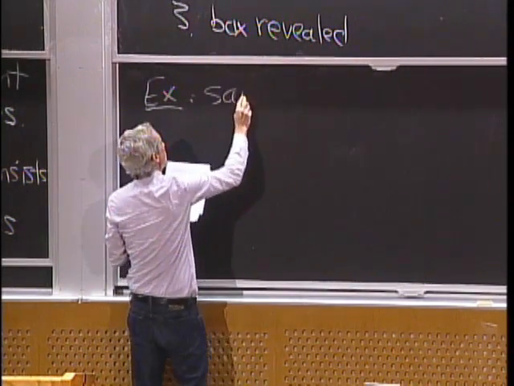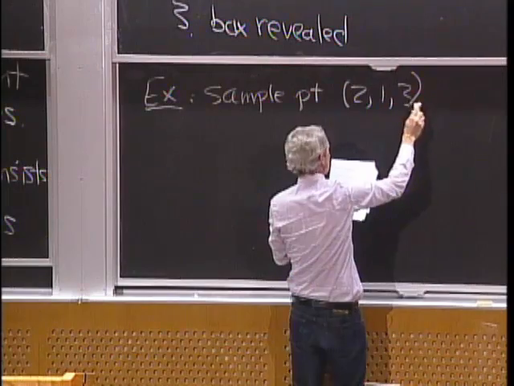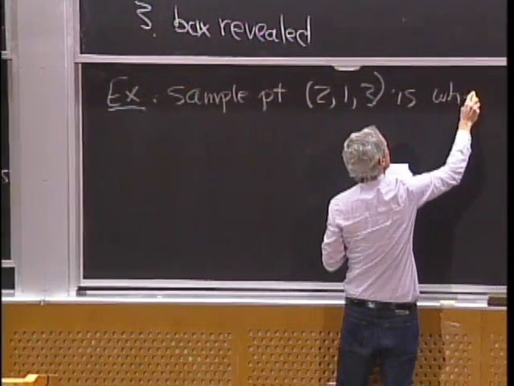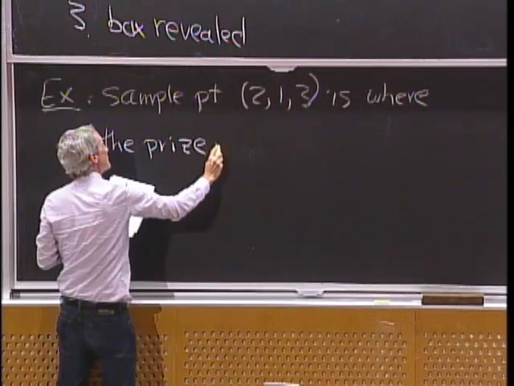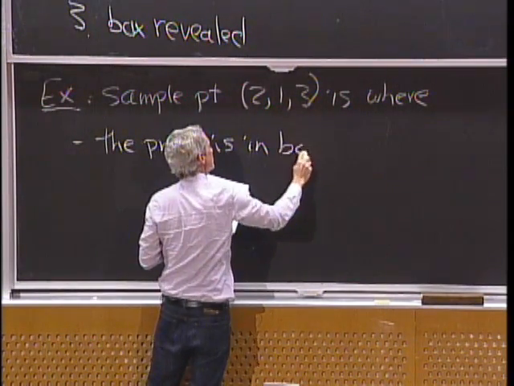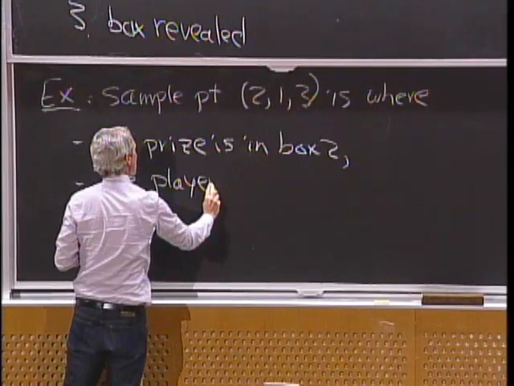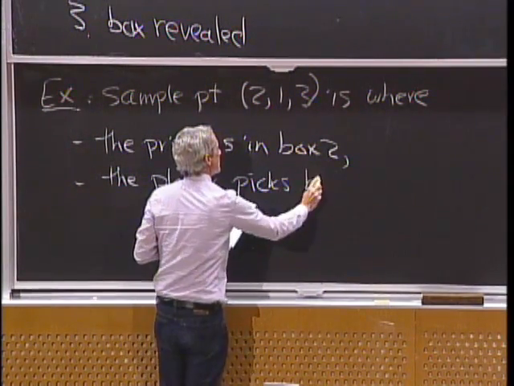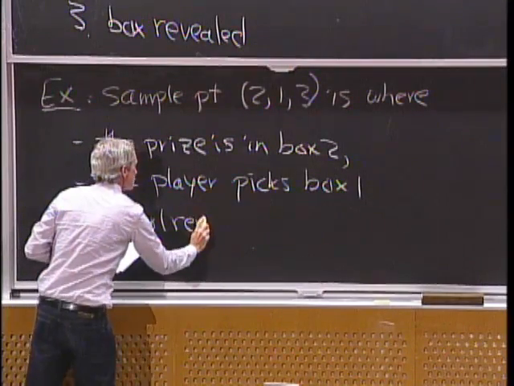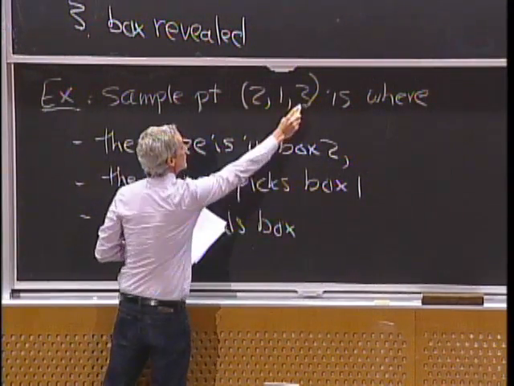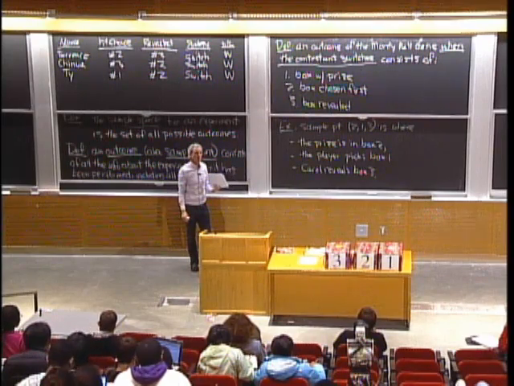Say I took sample point or outcome 2, 1, 3. This is the outcome where the prize is in box 2. The player picks first box 1. And Carol reveals box 3. Okay, now in this case, in this outcome, did the contestant win?